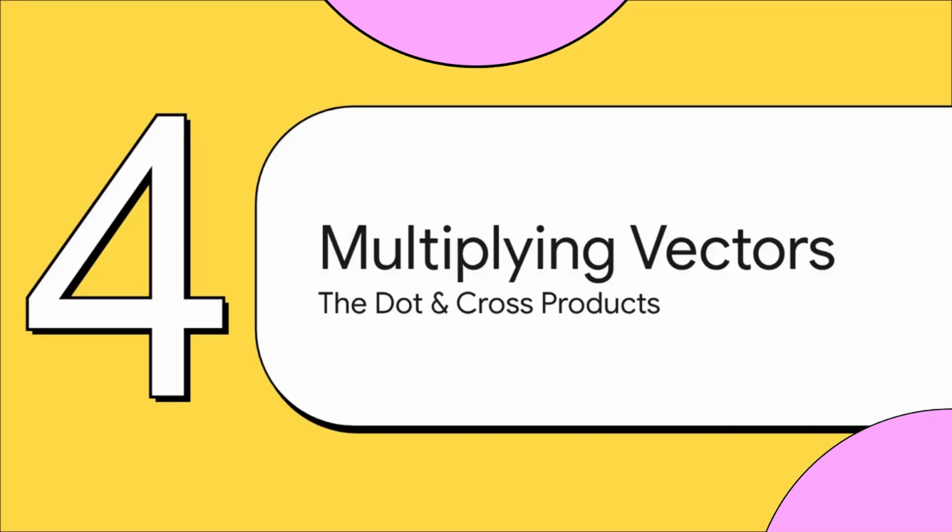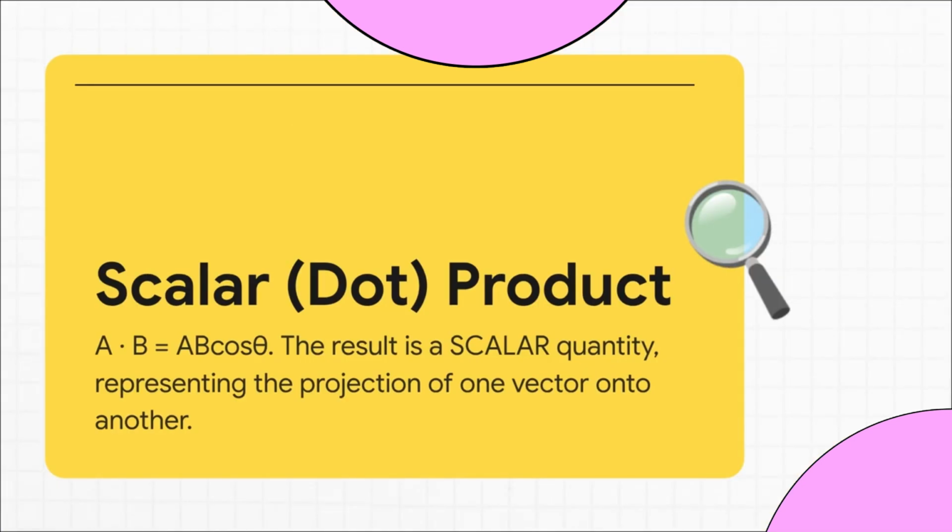When we talk about multiplying vectors, things get really interesting. See, there isn't just one way to do it. There are two totally different types of multiplication, the dot product and the cross product, and they give you completely different kinds of answers. First, we have the scalar product, or as it's more commonly called, the dot product.